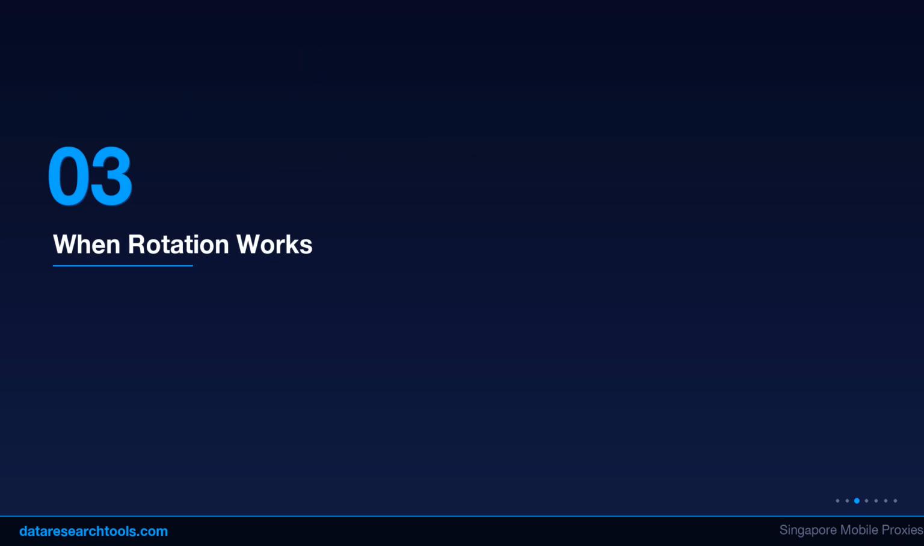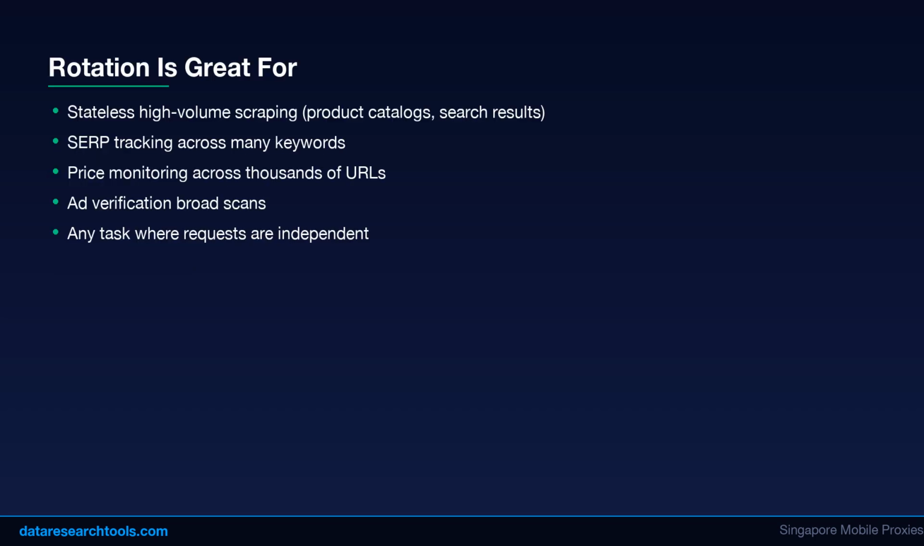SERP tracking and SEO monitoring, checking search rankings for hundreds of keywords across multiple locations. Each query is independent. There's no persistent session. Rotation distributes the load and avoids triggering search engine bot detection. Price monitoring at scale. E-commerce price monitoring across large catalogs. Each product page check is a discrete request. Rotation lets you check thousands of URLs without any single IP being throttled or blocked.